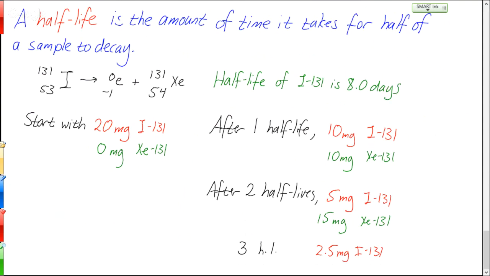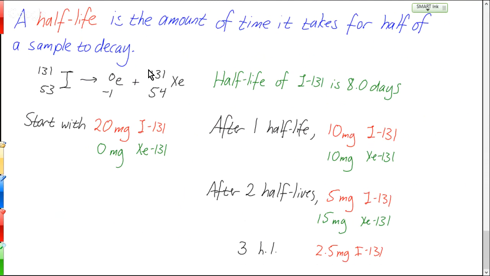So if you had, yeah. Why is it going from 10 to 15? Why is it increasing? Because that's the product. The iodine is decaying and becoming xenon, which means more and more xenon is being made, just like any other chemical reaction. If you're losing reactant, it's becoming product. So this is decaying, and it's forming this.